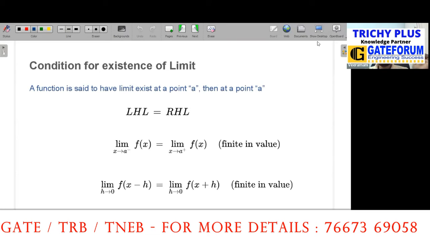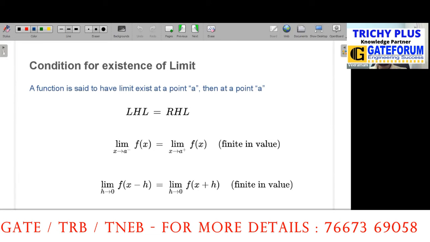So to check that, I have to go from left hand side, I have to go from right hand side. Okay, so this is the condition of existence of limit. A function is said to have a limit exist at a point A. So A means x is equal to 1. Then at a point A, the left hand limit and right hand limit have to be the same. Okay, is it clear?